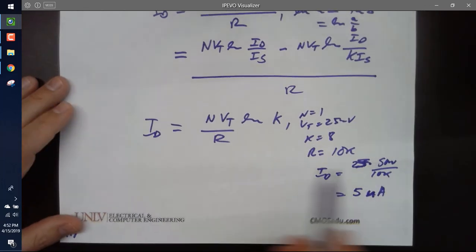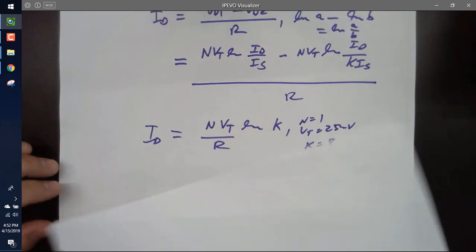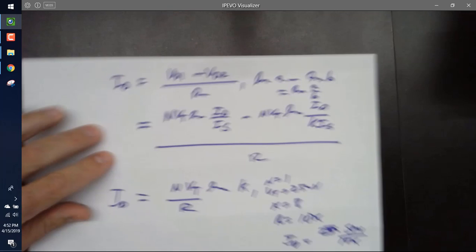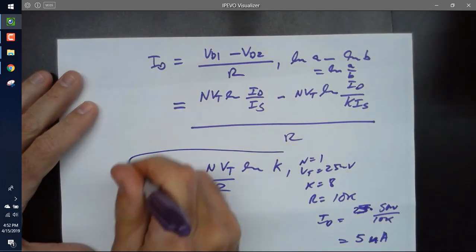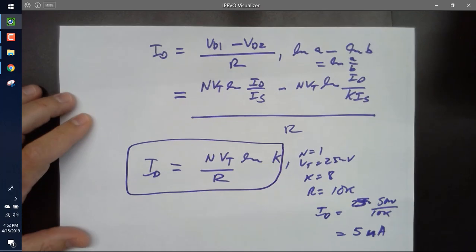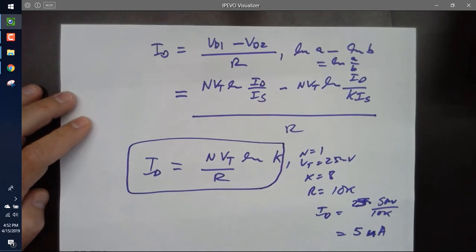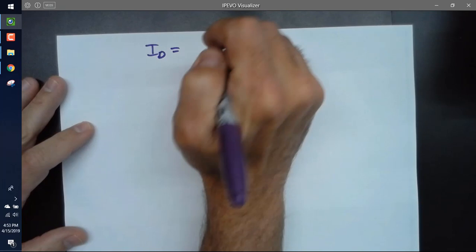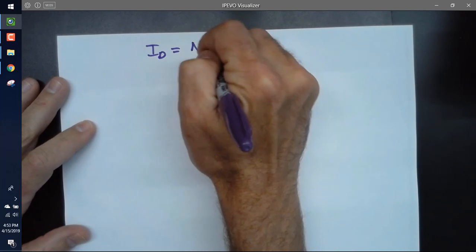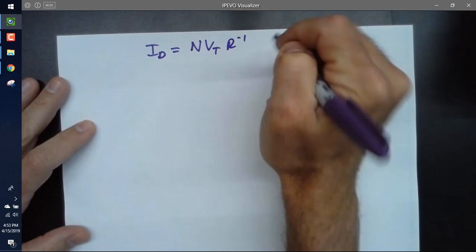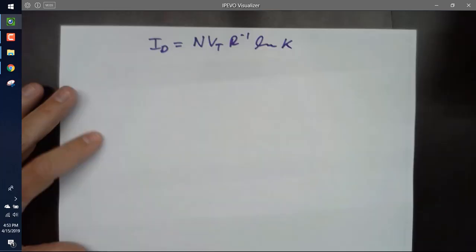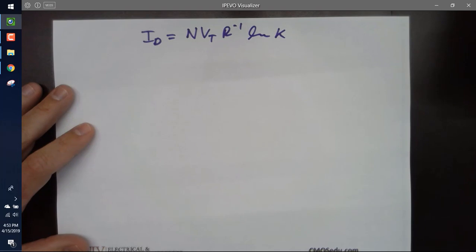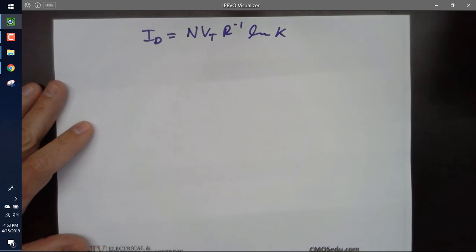All right, so everybody is okay with that? Does everybody know this equation is just to calculate the current that flows in the circuit? We haven't done anything with temperature yet. So let's write that down again: NVT over R, natural log of K. Does K change with temperature? No. It's the number of diodes, right? It doesn't change with temperature.